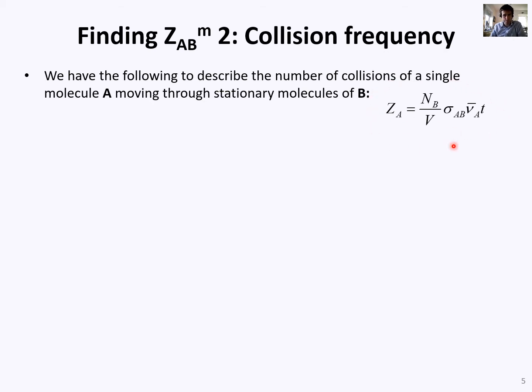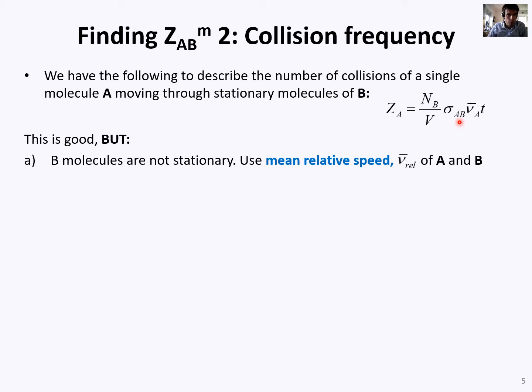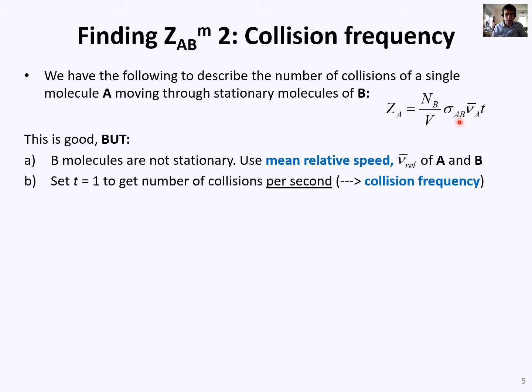This is fine, but of course there are some problems here. One of which is that if my A molecules are moving, my B molecules will definitely be moving too. Therefore we have to take that into account, and instead of using just the speed of A, we need to use the mean relative speed of both molecules, A and B. The second thing we can do to make things easier is set this time t to 1 second, so that t becomes 1, and we're just saying that z is per second.